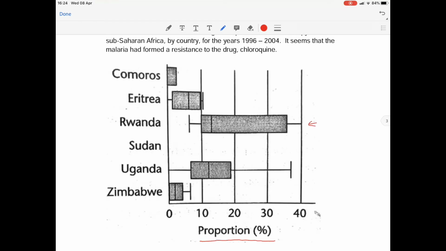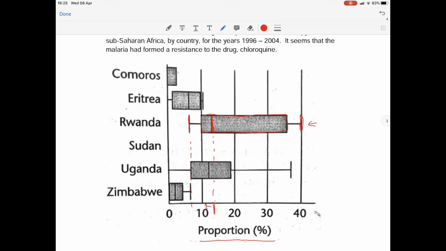So if we take a look at Rwanda, for example, remember what a Box-Whisker plot shows you? Here the box is showing you the middle 50% of all of the malaria cases. The median shows you where the middle of your entire data set is. Your entire data set runs from the minimum to the maximum. So 50% of all malaria cases fall below this proportion of roughly, say, 13%, meaning in 50% of your cases, treatment failure is 13% or less.